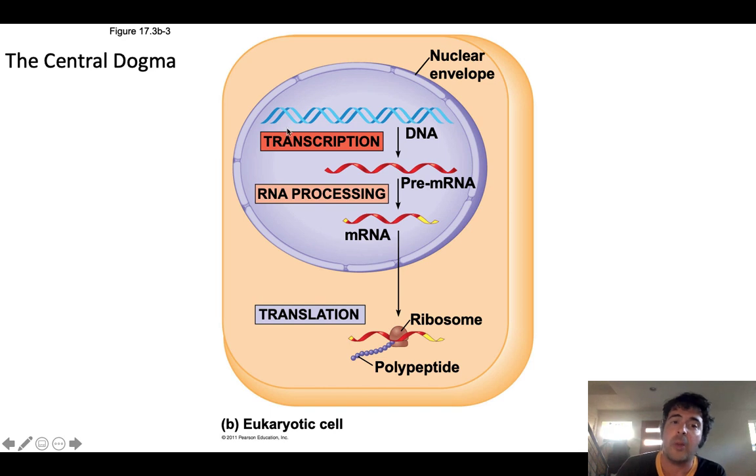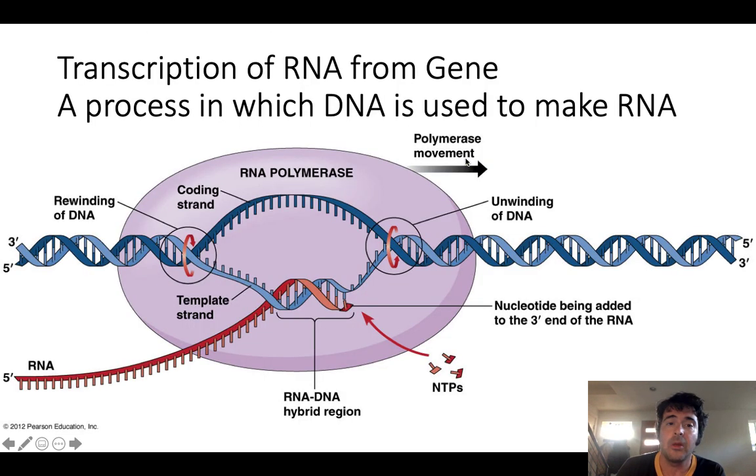And we're going to start by focusing on transcription. So, in general, transcription is the process that takes place in the nucleus of a cell, and transcription is essentially copying DNA to make RNA. Transcription is the process in which DNA is used to make RNA, and it happens in the cell's nucleus in eukaryotic organisms.